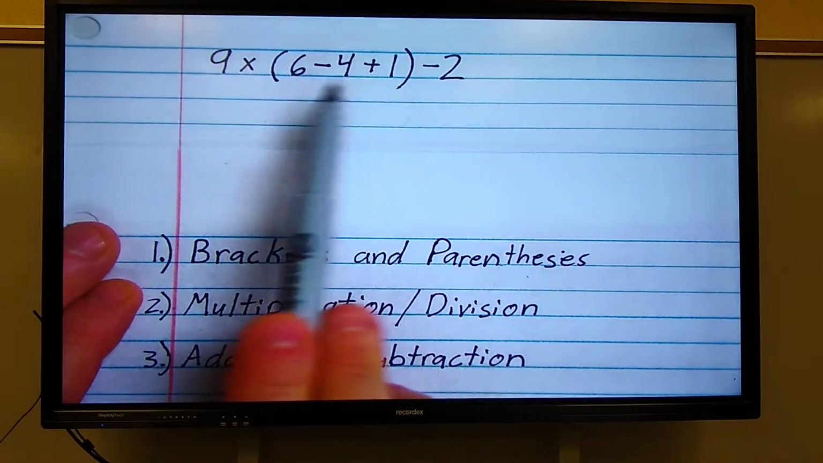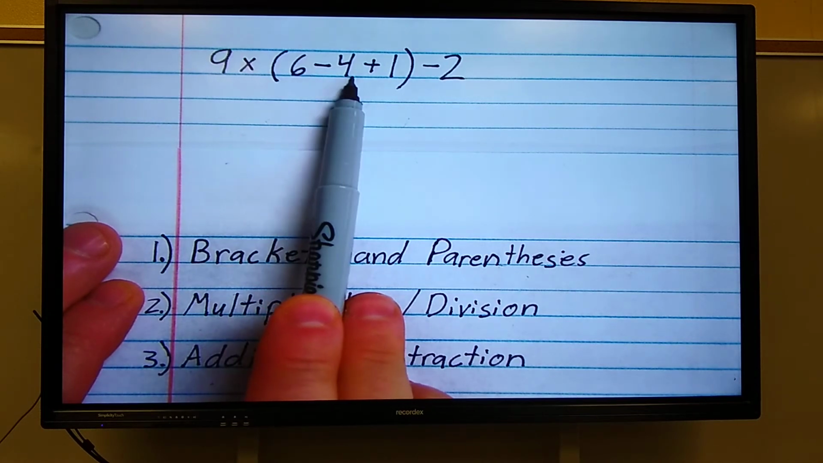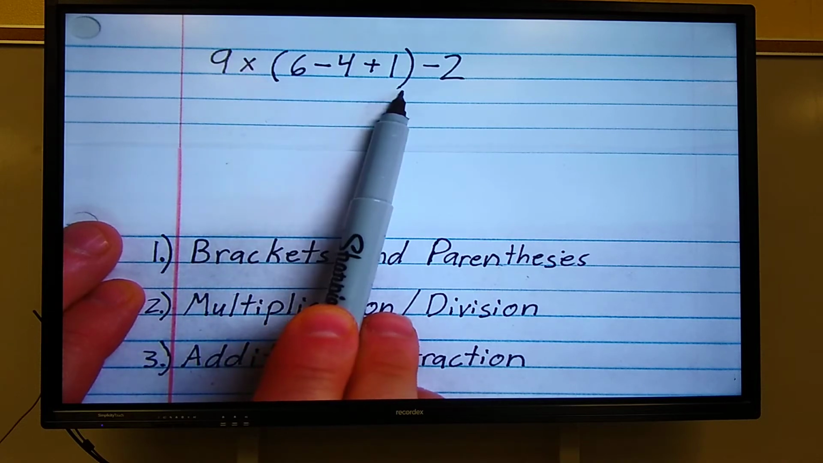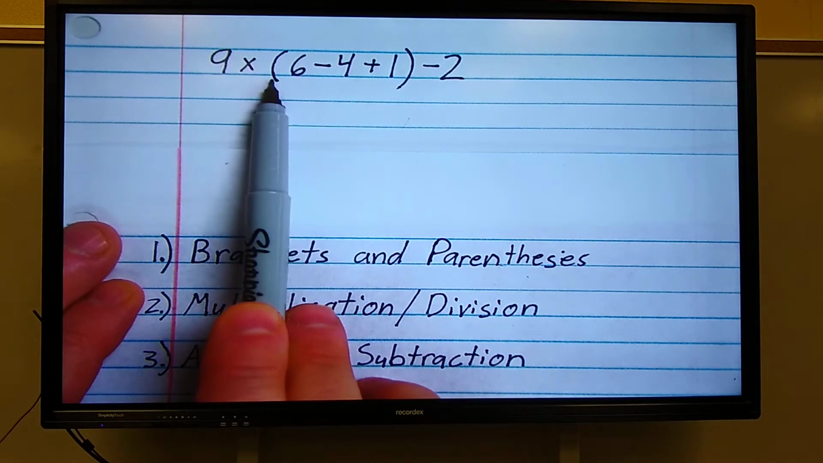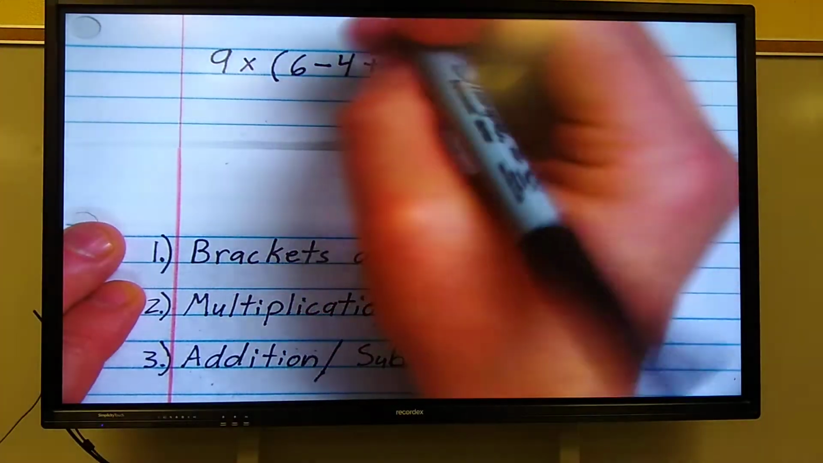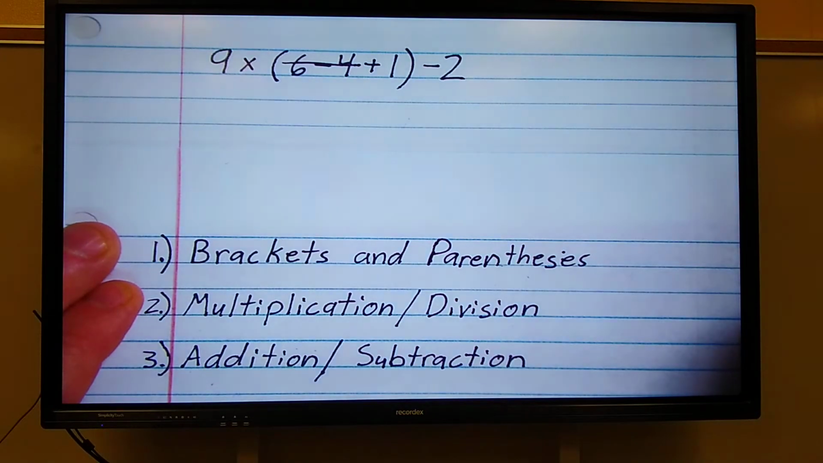I have to go left to right. That means 6 minus 4 is the first thing I do. I do not do 4 plus 1 first. Remember, it's left to right, addition and subtraction. So going left to right, 6 minus 4 is the first thing. 6 minus 4, of course, is 2.